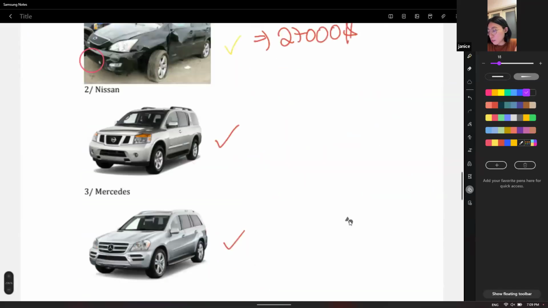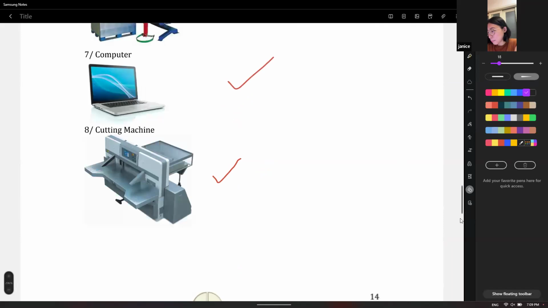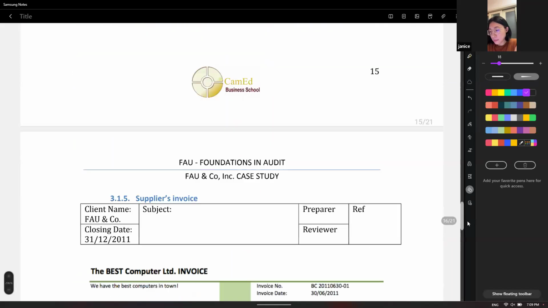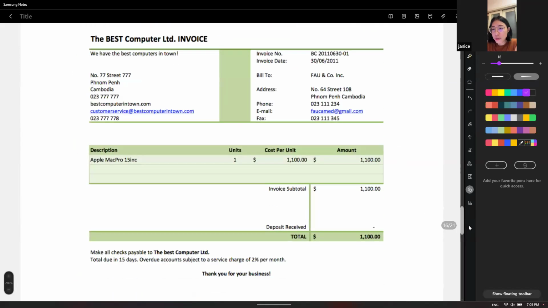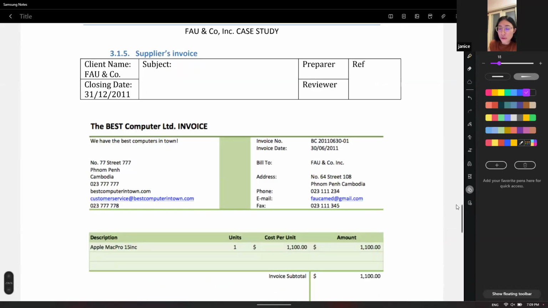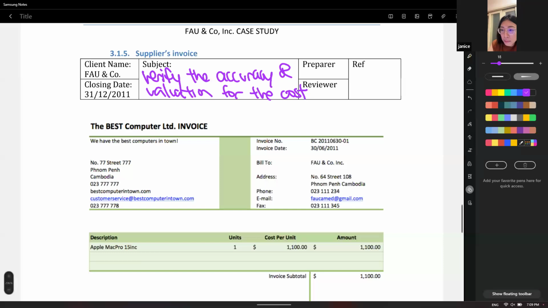I think it starts with the cutting machine. So let's see. Okay, so we have the computer. All right. So we're going to verify the accuracy and valuation for the costs by inspecting invoices.